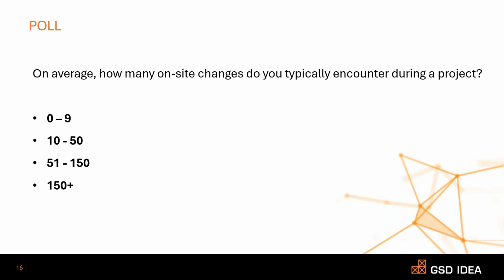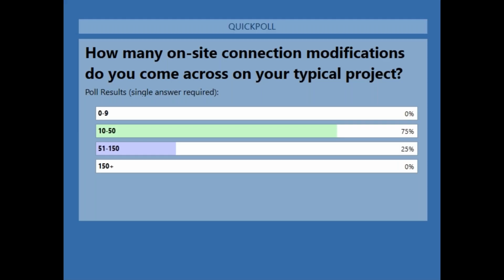I would like to share the results, and we can see that basically nobody has encountered zero on-site modifications. 75% of you encountered 10 to 50 times, which is already a lot, and then 51 to 150. That is incredible. You have to spend so much time on these adjustments. Okay, without further ado, let's have a look at it.